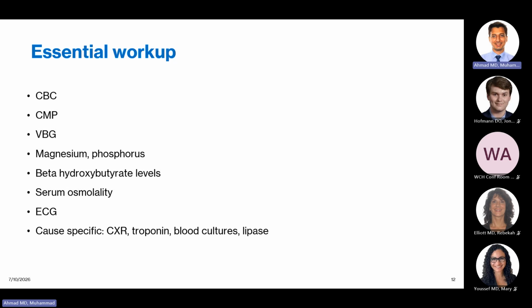And blood cultures, if you feel like it's the sepsis that is driving diabetic ketoacidosis, and we need to know the organism, then definitely we can order blood culture. Or lipase, if you feel like the patient has pancreatitis, which can trigger DKA, by the way, or you are not sure what's going on, whether it's just pancreatitis or DKA or both.